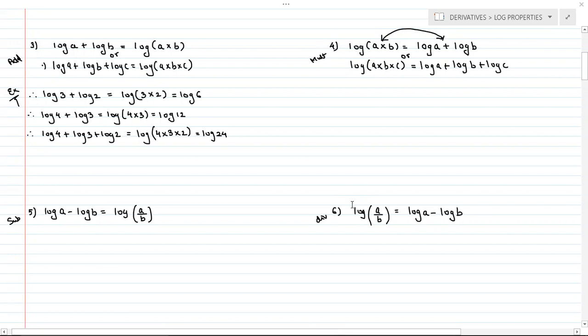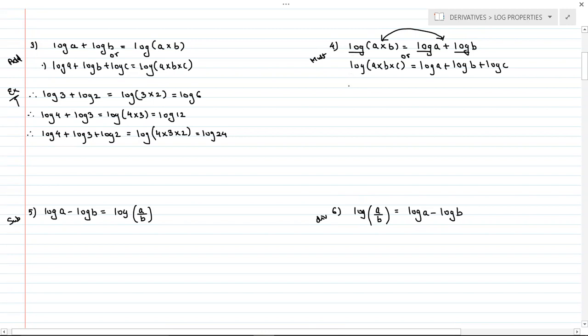So here in addition, we know that there are two logs, and in multiplication, here we have only one log. Okay, so this you have to remember. Okay, so here the fourth formula, it is the reverse process of the third formula.